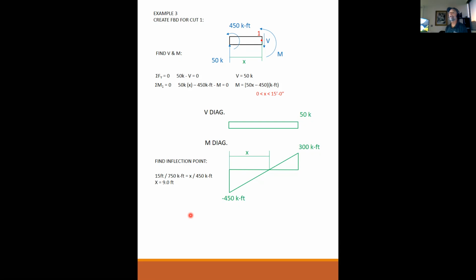So yes, for everybody else, what she is basically saying is that this equation right here, you can set that equal to 0 and solve for x, because somewhere on here, this equals 0. Solve for x, and you'll get the same result, x equals 9 feet.